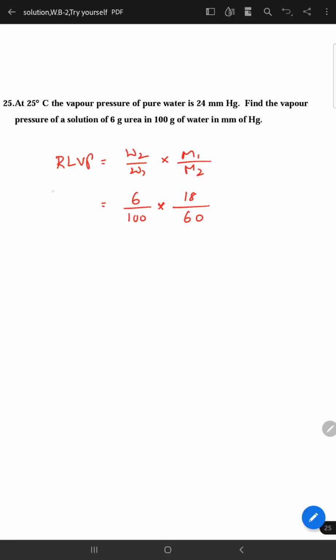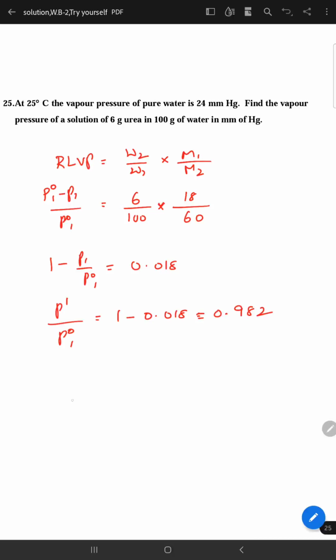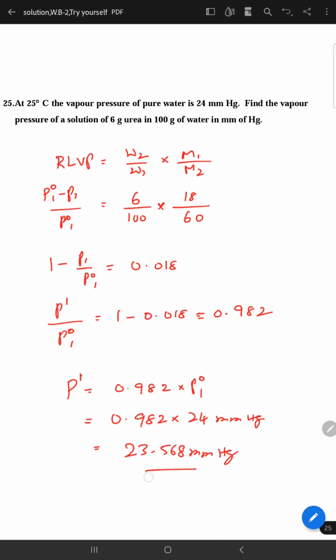Then on the LHS side, RLVP is nothing but P01 minus P1 by P01. So divided, you will get 1 minus P1 by P01 is equal to 0.018. Therefore P1 by P01 is equal to 1 minus 0.018, that will be 0.982. They are asking vapor pressure of solution P1. So 0.982 into P01. P01 means vapor pressure of pure solvent water. They have given as 24 millimeter of mercury. If you multiply this, you will get 23.568 millimeter of mercury. So 23.568 is the answer for the 25th question.